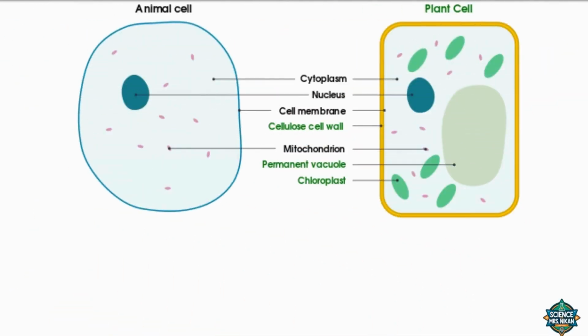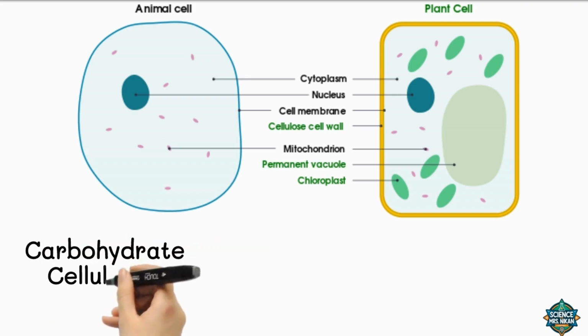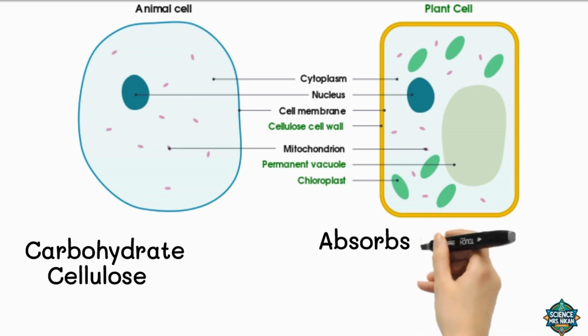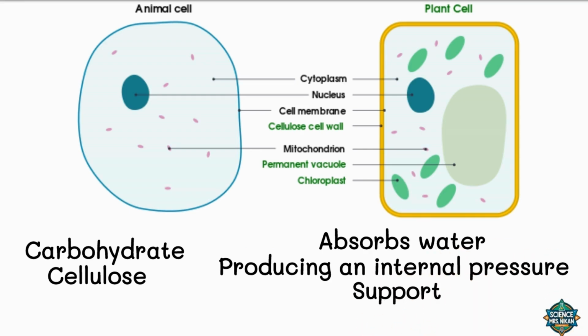Nearly all cells contain cytoplasm, a nucleus, a cell membrane, and mitochondria. As well as these structures, plant cells have a cell wall and a permanent vacuole, and plant cells that photosynthesize contain chloroplast. The cell wall is made mainly of a carbohydrate called cellulose, although other chemicals may be added to the cell wall in some cells. Plant cells absorb water, producing an internal pressure that pushes against adjacent cells, giving the plant support. Without the cell wall strong enough to resist these pressures, this method of support would be impossible.